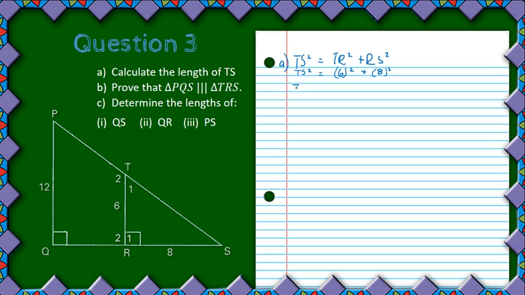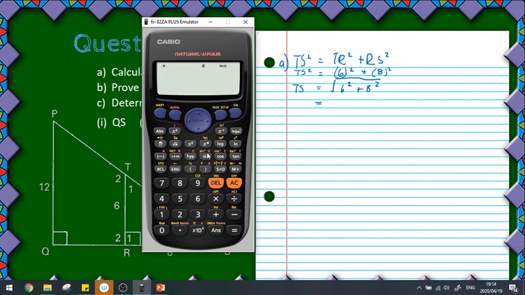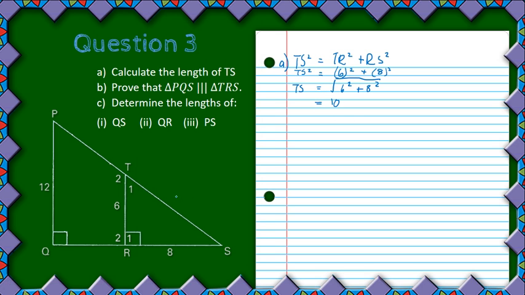So that means that TS is equal to the square root of 6 squared plus 8 squared. And that is equal to, so if I just calculate that, we have square root of 6 squared plus 8 squared. This gives me 10. Alright, so that means that is 10.